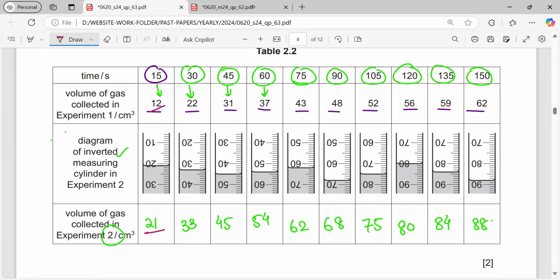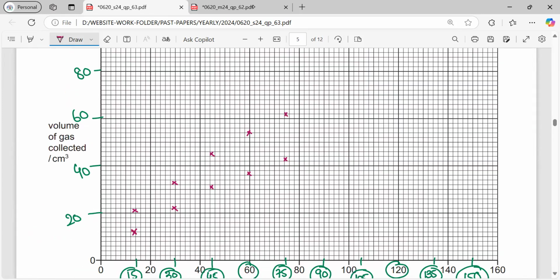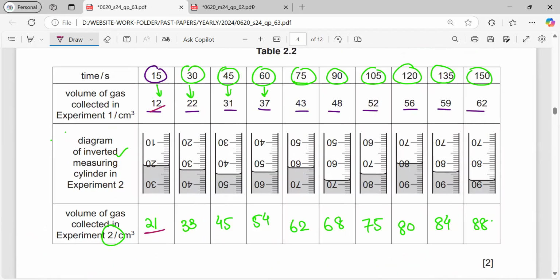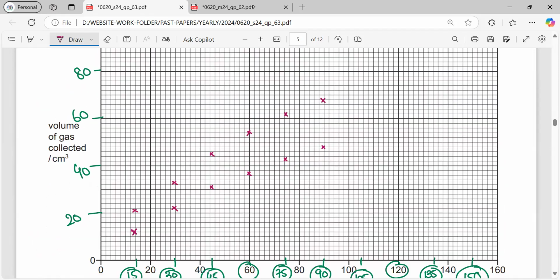Next, at 90 seconds, 48 and 68. Then at 105, 52 and 75.